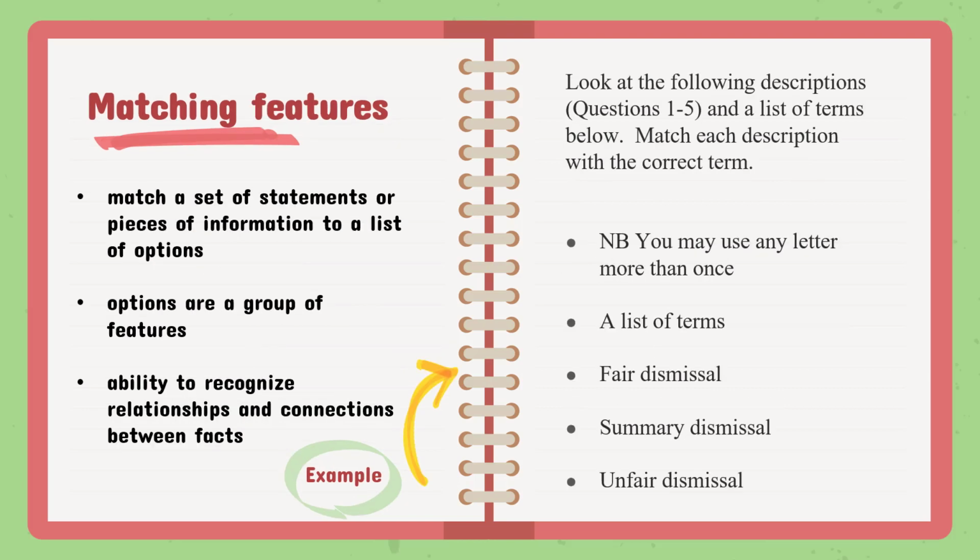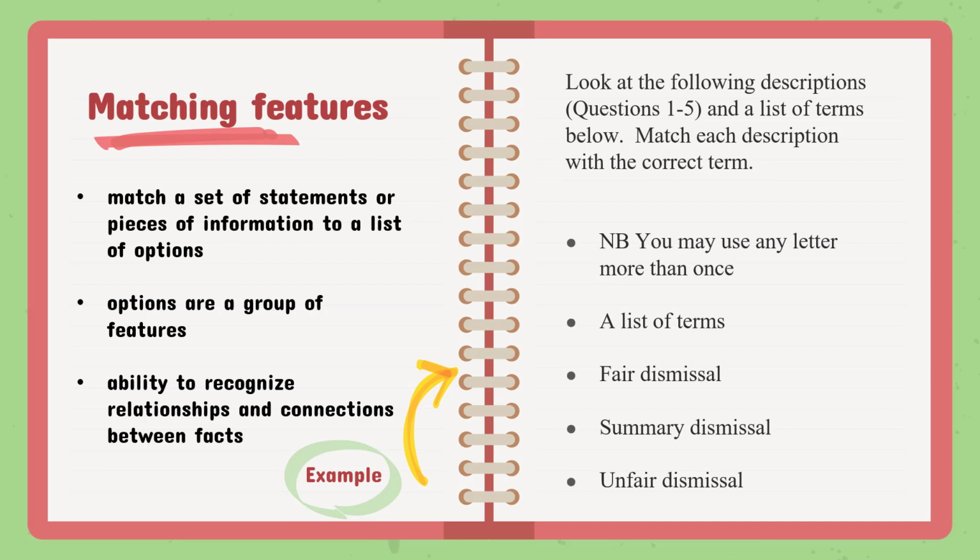And here we have matching features. In matching features, we actually need to pay attention to categories, the organizations. There are some different categories, and we need to pick them and actually put them in the right category. Look at the question. Look at the following descriptions and the list of items below. Match each description with the correct term. Each term may have a description, may have a definition, may have features, and you need to connect them.